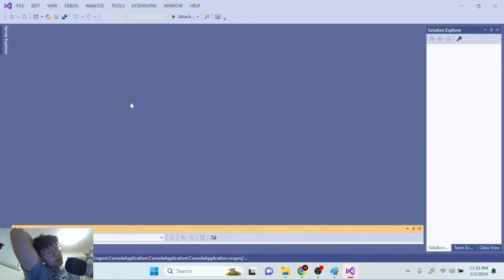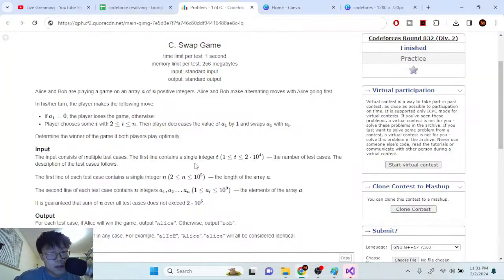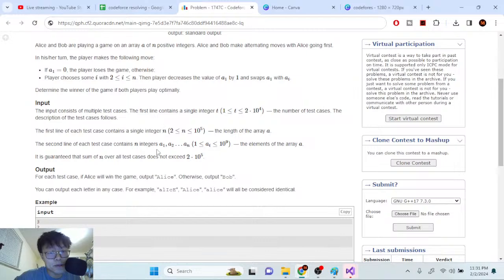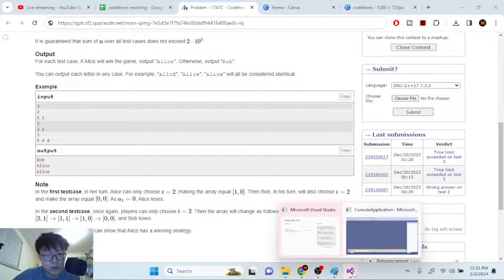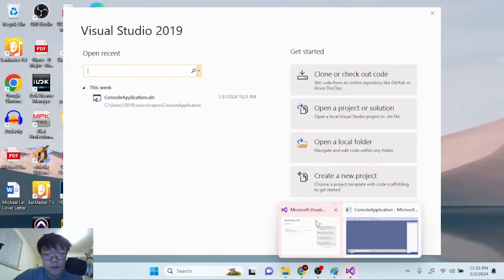Right? Because if the other person reaches 1, or 0 actually. Yeah, okay. So if A1 equals 0 and it's Alice's turn, then Alice loses. So we'll come up with a brute force solution.